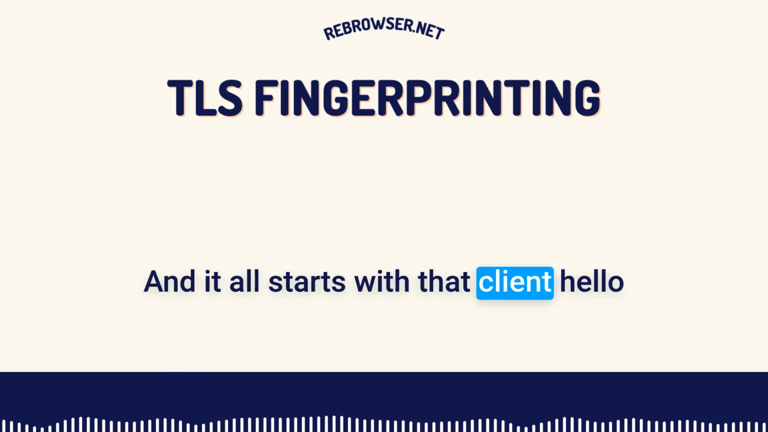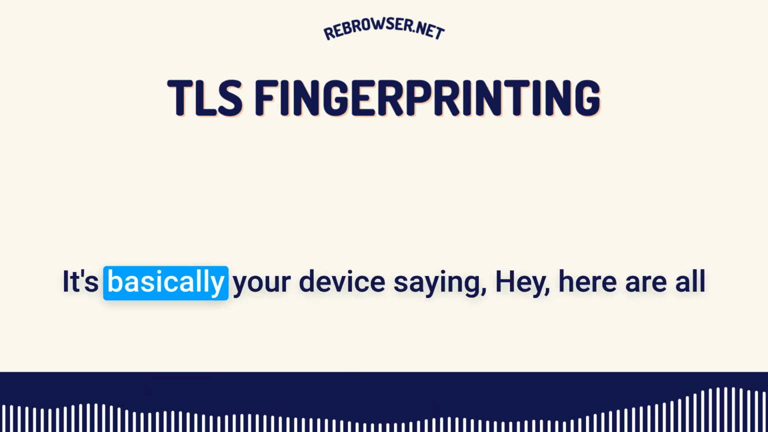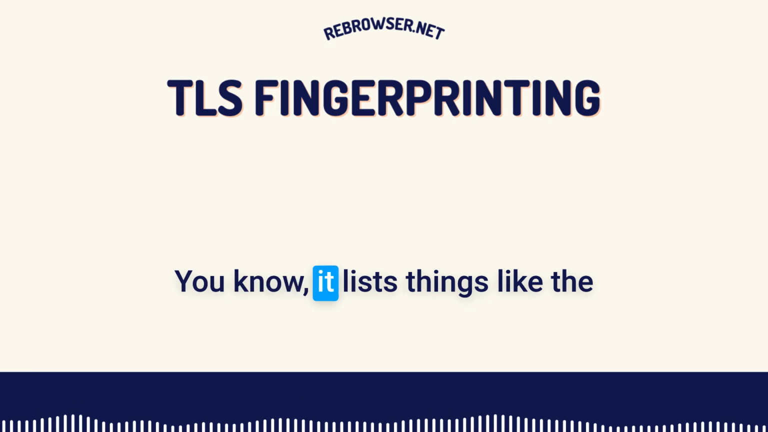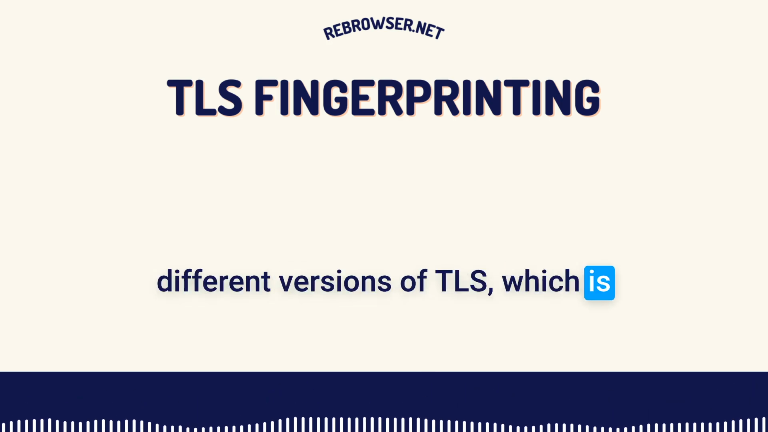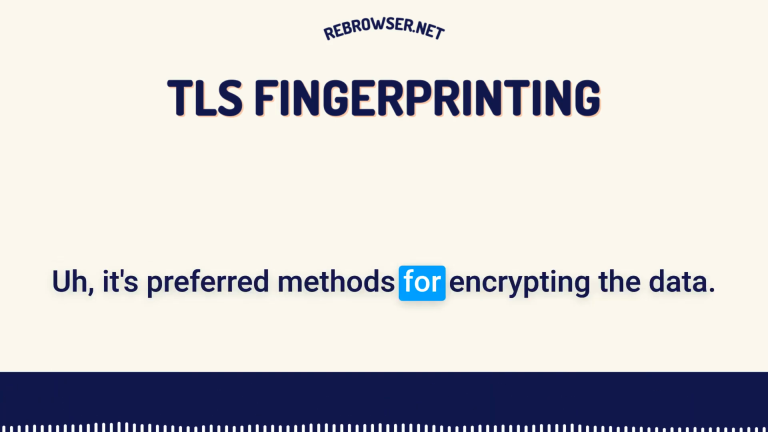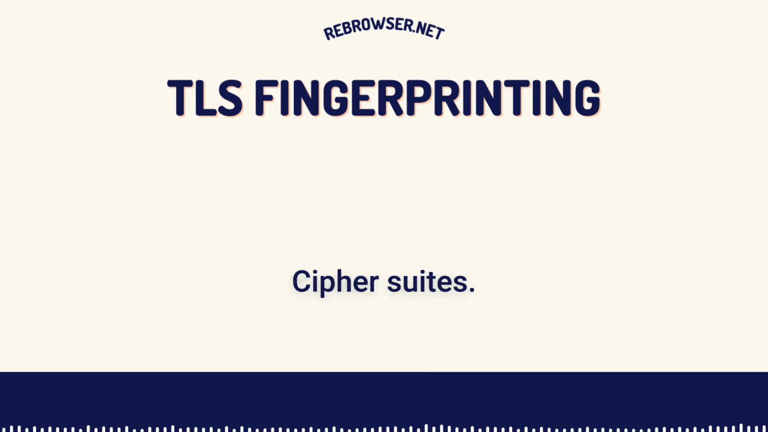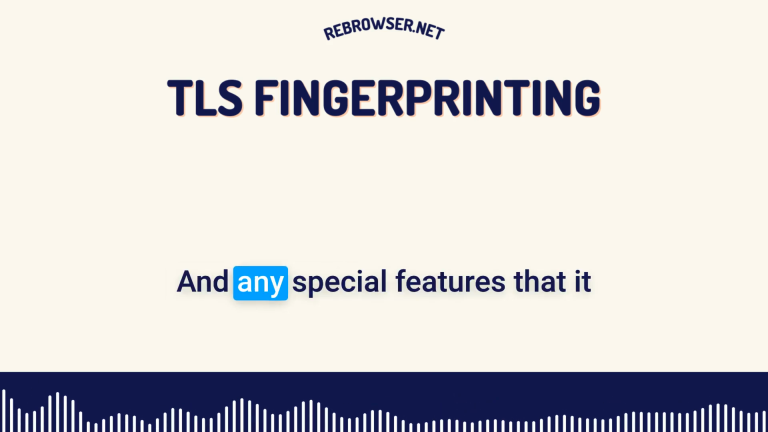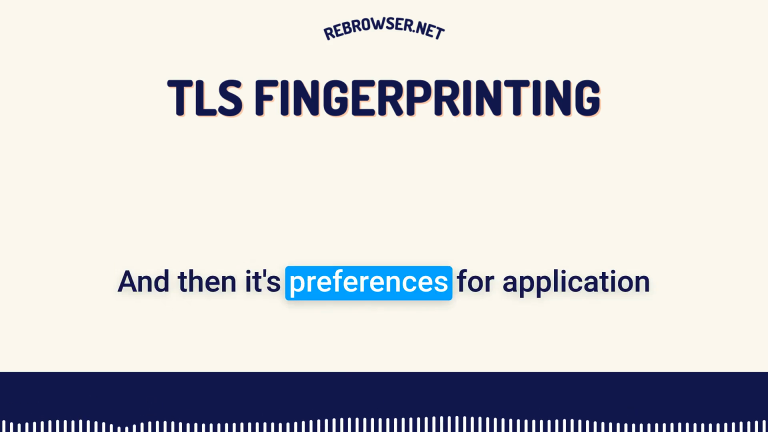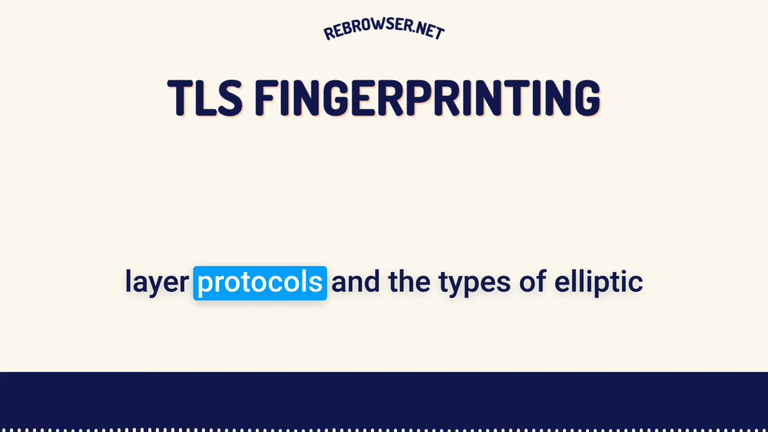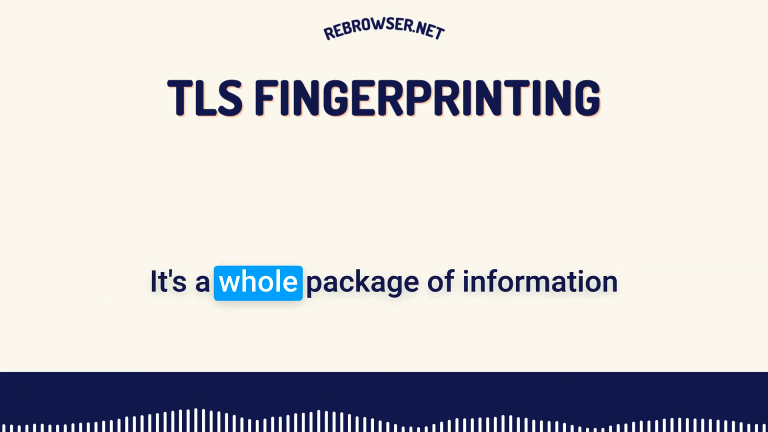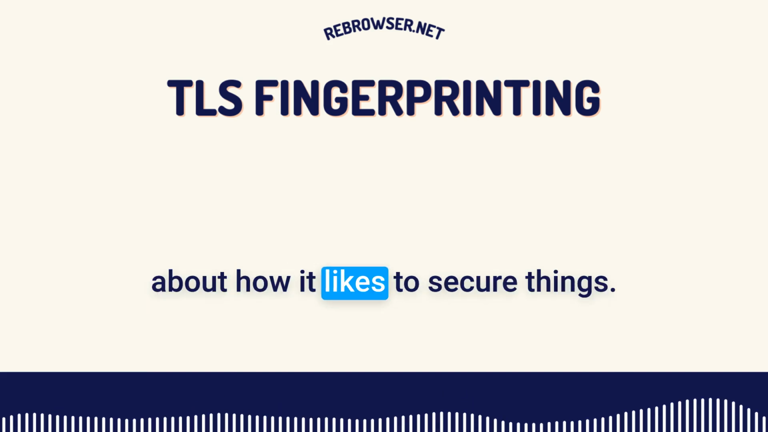And it all starts with that client hello message that we talked about. It's basically your device saying, hey, here are all the ways I know how to communicate securely. It lists things like the different versions of TLS, which is transport layer security, that it can use. Its preferred methods for encrypting the data, those are called cipher suites. And any special features that it supports, those are called extensions. And then its preferences for application layer protocols and the types of elliptic curves that it can use for cryptography. It's a whole package of information about how it likes to secure things.